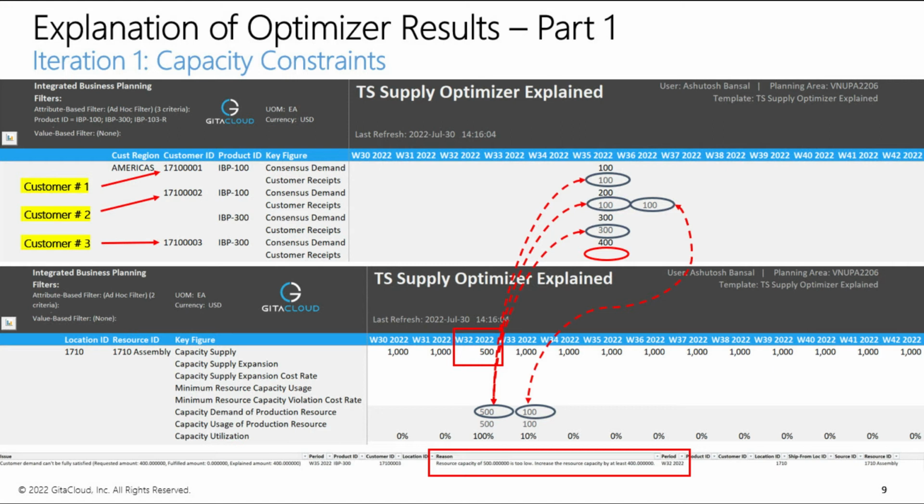IBP business log at the bottom of the screen shows the reason for unmet demands to be missing capacity in week 32. This is helpful, but does not provide a full explanation for unmet demands. For example, why did IBP not produce the needed supply a week earlier or later, as plenty capacity exists in week 31 or week 33.